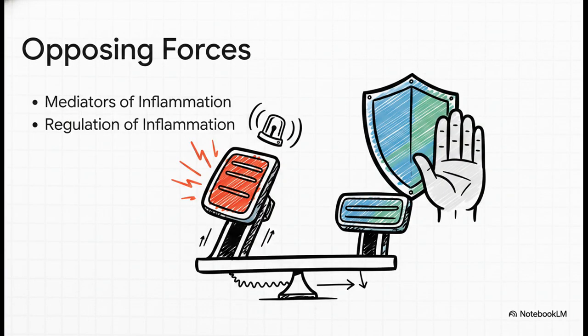Now, to manage this sudden emergency, the body relies on 2 massive opposing forces. First are the mediators of inflammation. Think of these as chemical sirens. They are the signals echoing through your tissues, screaming for microscopic help. But, and this is crucial, just as important is the regulation of inflammation. This is absolutely vital, because without strict regulation, the body's inflammatory response would just keep escalating, ultimately attacking and harming the very tissues it's trying to protect. So the biological brakes are just as important as the gas pedal here.